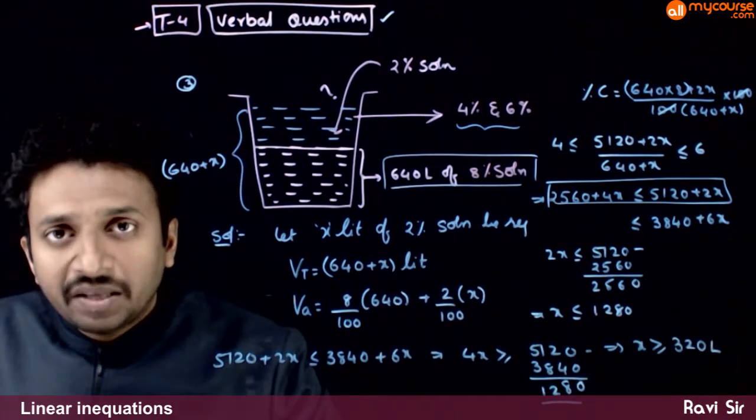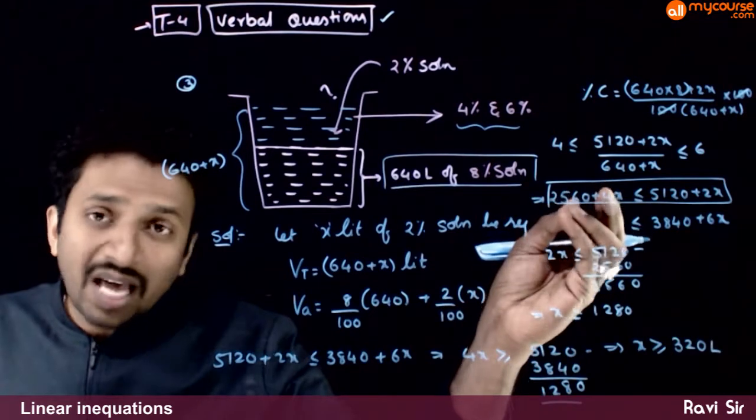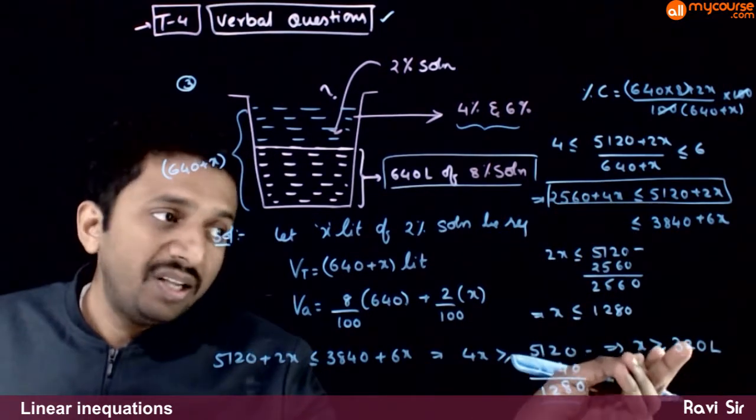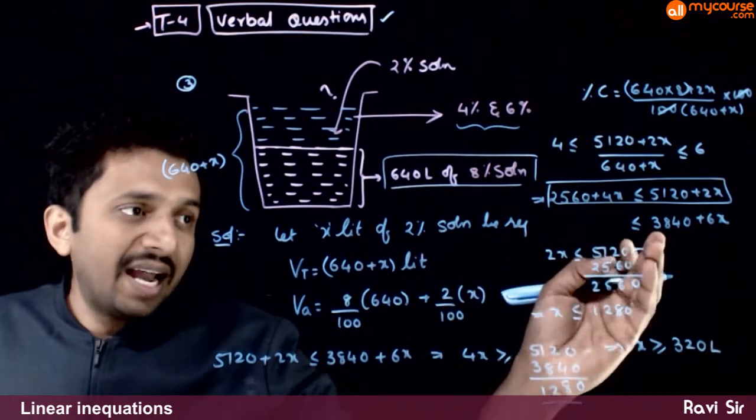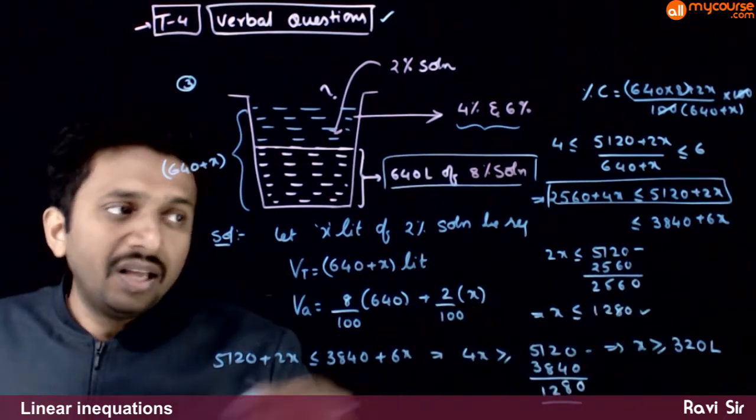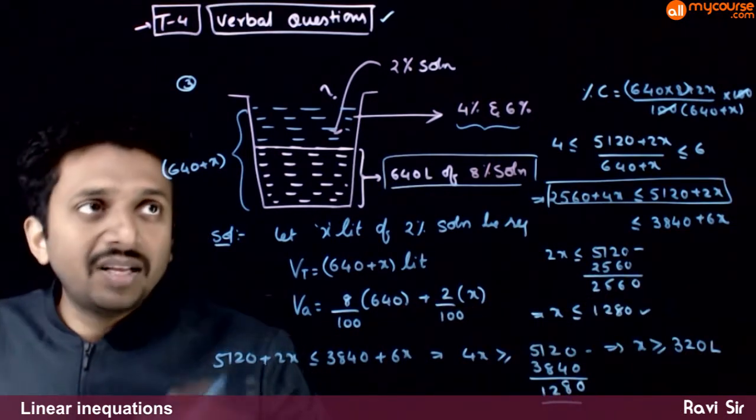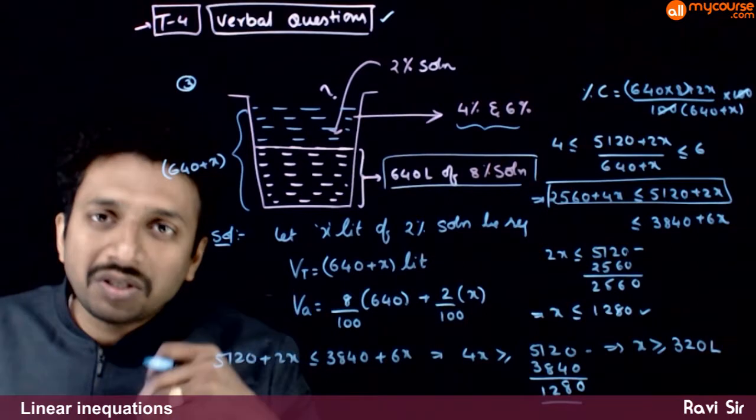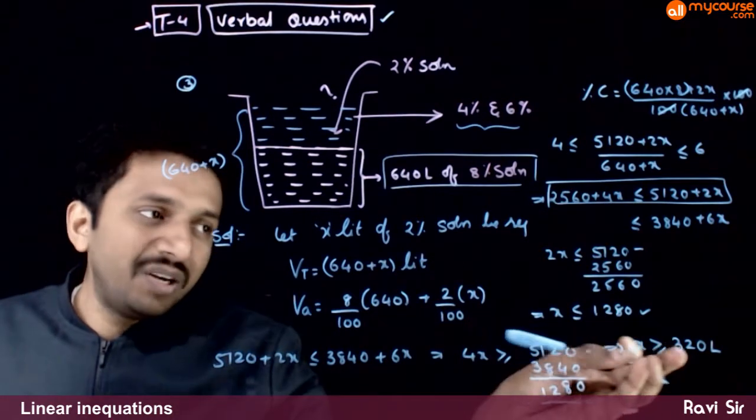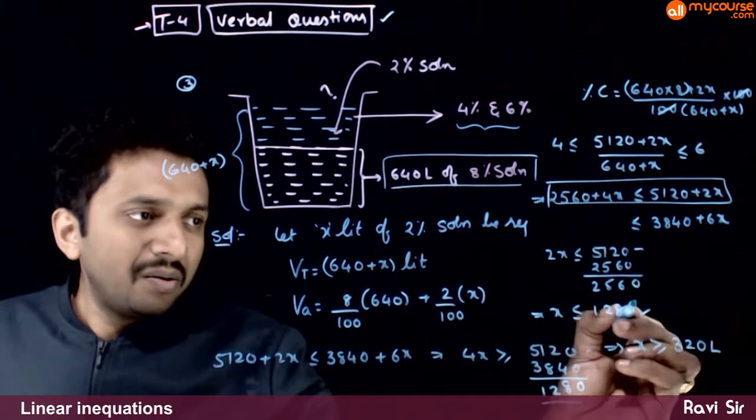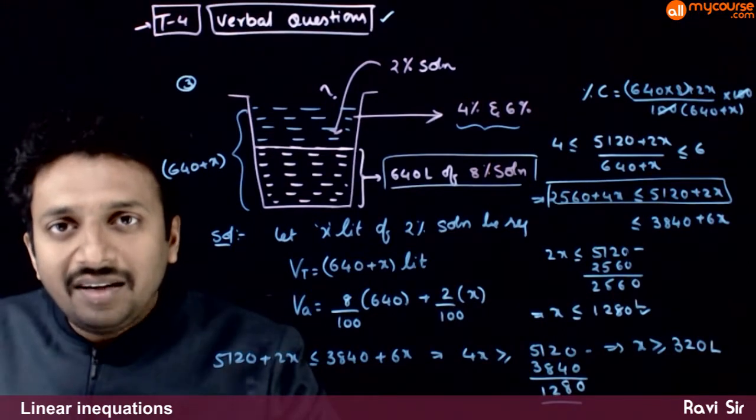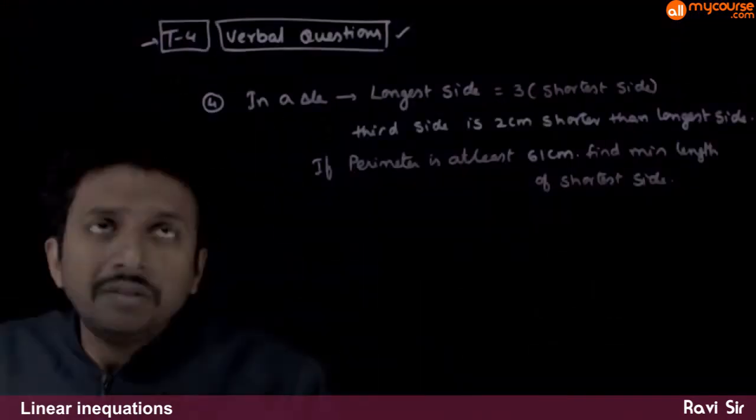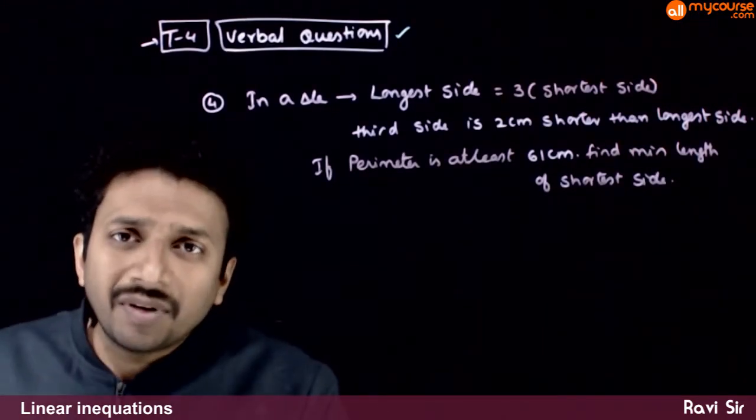That's the unit. So the simultaneous solution is x has to be greater than 320 liters and less than 1280 liters. That means the amount of 2% solution that needs to be added is somewhere in between 320 liters and 1280 liters. So in the same type, let us look at another question.